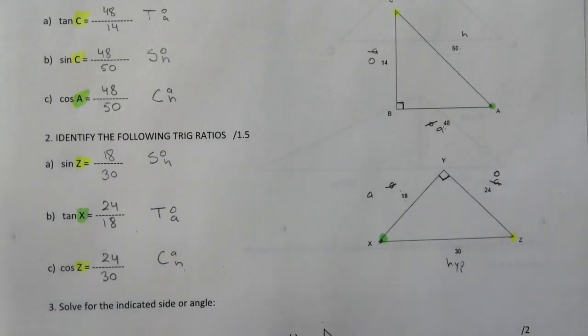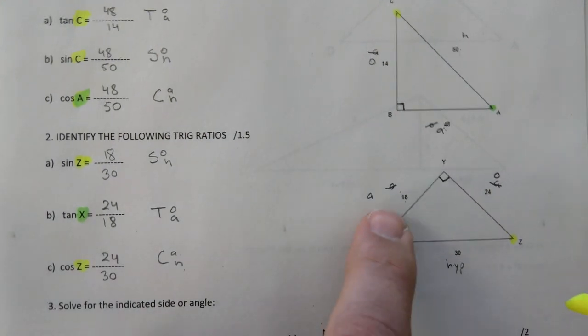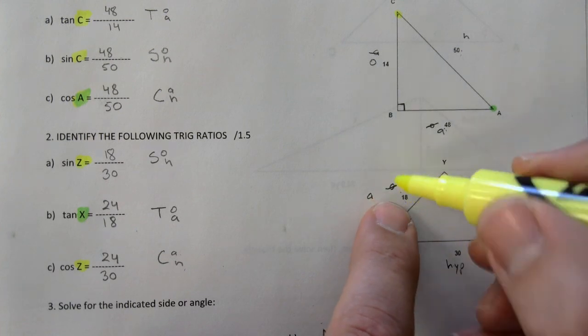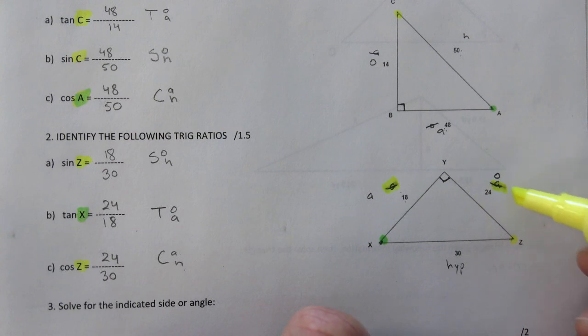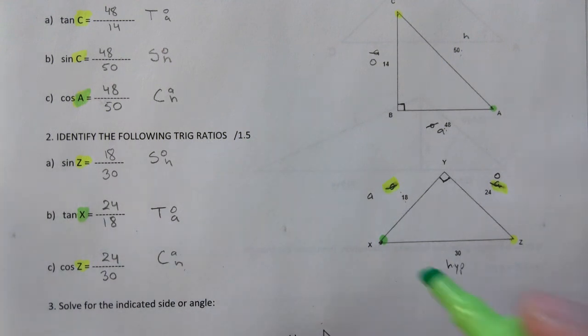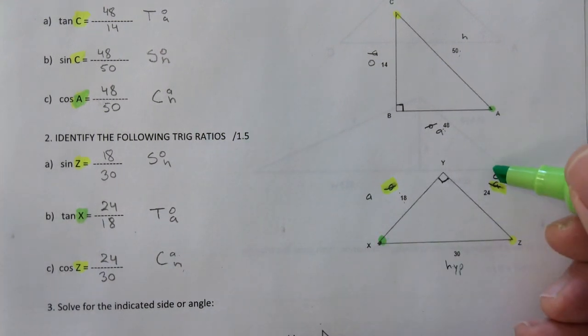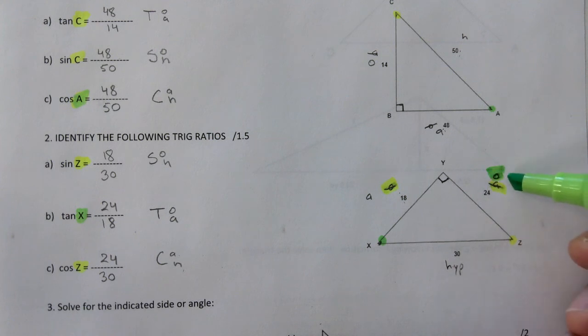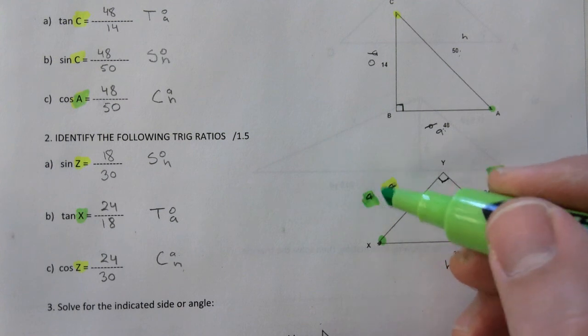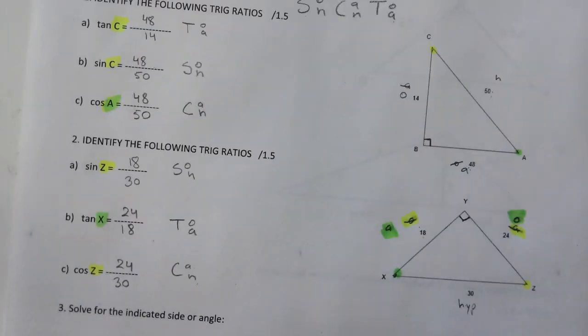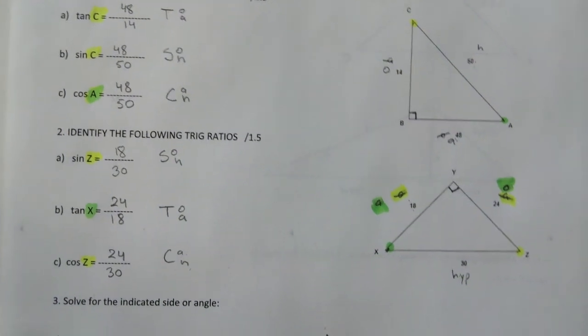So maybe look at it this way. The opposite is opposite to the highlighted, and adjacent would be, right, if this is your angle, then opposite and adjacent would be in that order. If you're looking at this angle, this is now opposite, so the green pertains to that angle, and the green here pertains to that angle as well. Okay. Capiche?